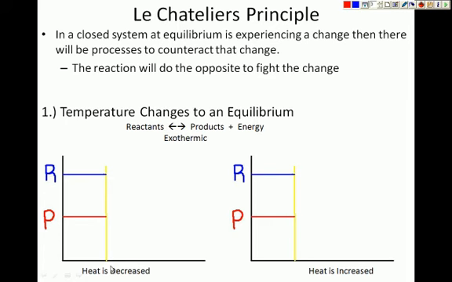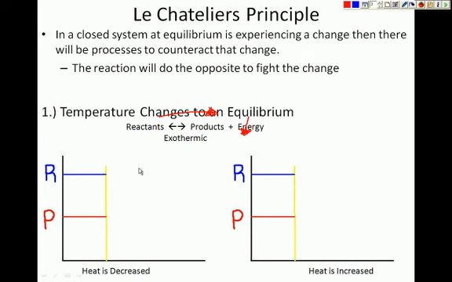So let's take a look at what is going to happen to this reaction. What we have here is heat is decreased, and heat is energy. So we're going to be looking at an exothermic reaction. And so we have reactants making products plus energy. So if heat is decreased, this is decreasing. Now, if energy is being decreased, the reaction is going to try to do the opposite. The reaction is going to try to increase this energy. So if the reaction tries to increase this energy, the reaction is going to go forward. And then it'll make more energy, it'll make more products, and the reactants will decrease.